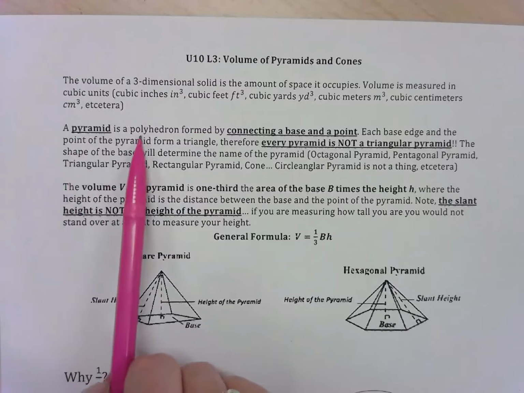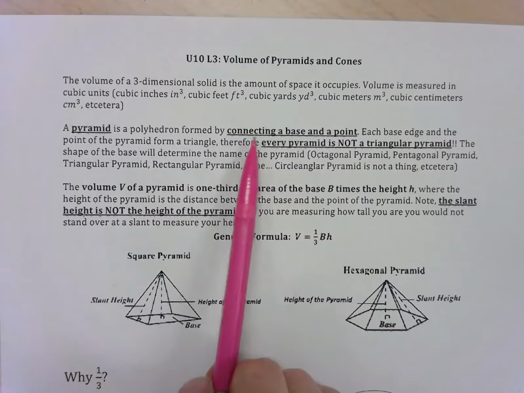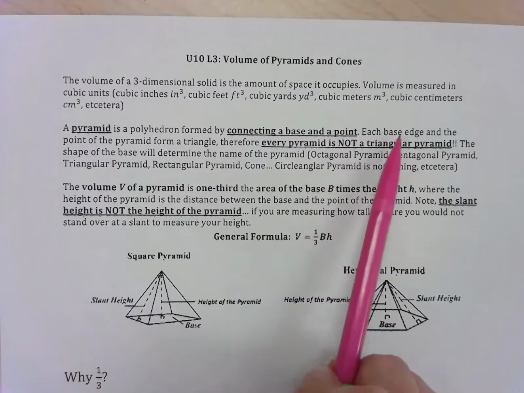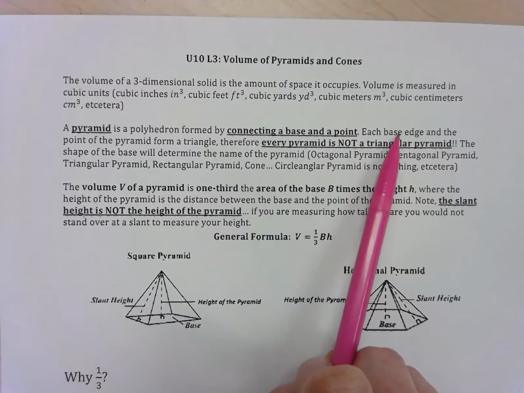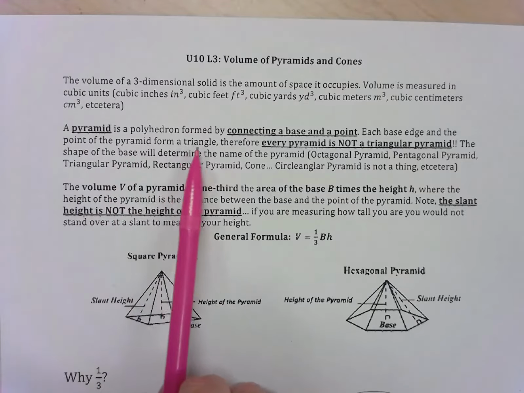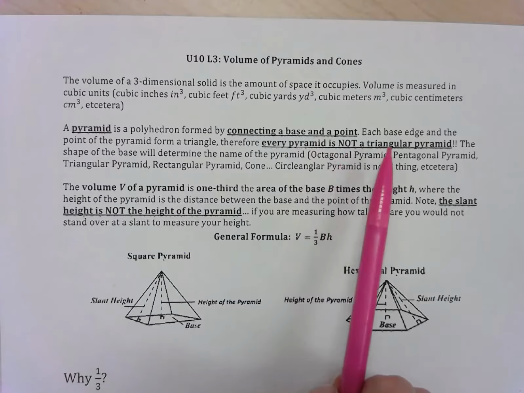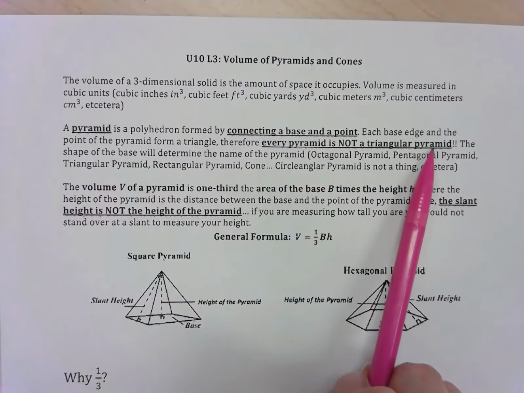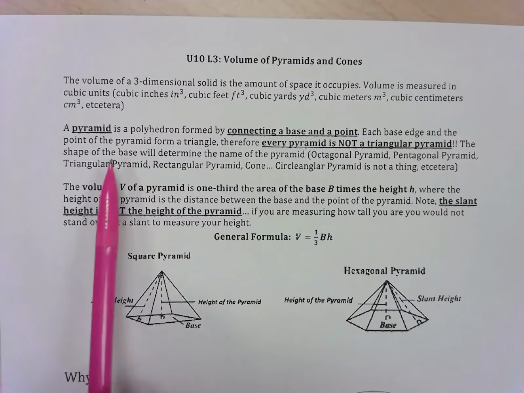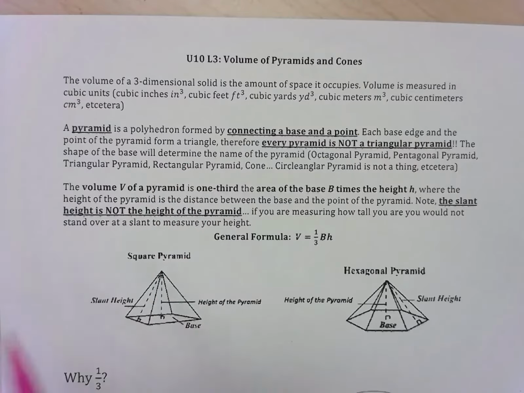A pyramid is a polyhedron formed by connecting a base and a point. Each base edge and the point of the pyramid will form a triangle, so be very careful. Every pyramid will not be called a triangular pyramid. The shape of the base will actually determine the name of the pyramid. So there are some examples of different types of pyramids.